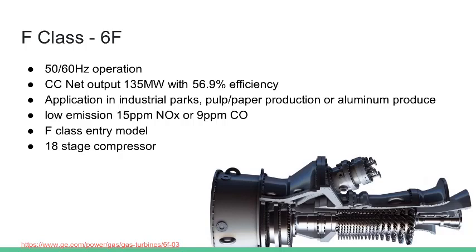It is capable of operating on a wide range of fuels such as natural gas, distillates, and synthetic fuels. It contains an 18-stage compressor that is corrosion resistant to keep the machine as long-lasting as possible. The nice thing is that this turbine has low emission rates, which makes it a perfect application for industrial parks. The other applications that this turbine is able to do are pulp and paper production, as well as aluminum manufacturing.